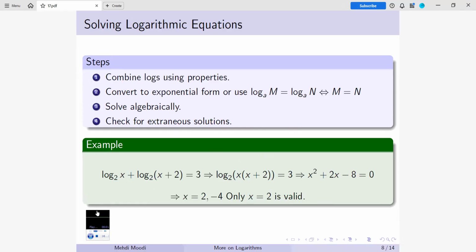Logs are picky. They don't accept 0, and they definitely don't accept negatives. So always plug your answers back in and make sure your logs do not go berserk. Otherwise, you'll proudly circle your solution, only to realize later that your logs never approved.